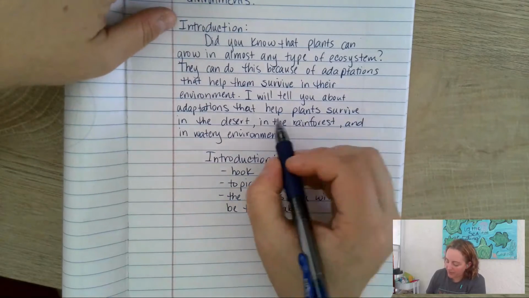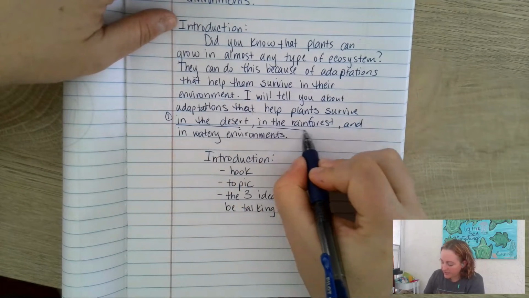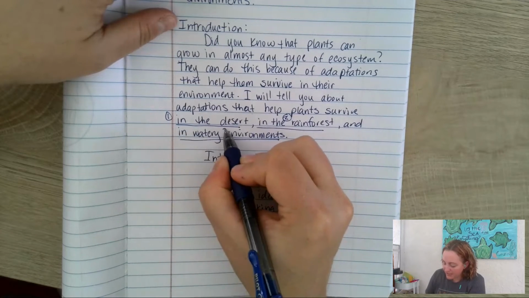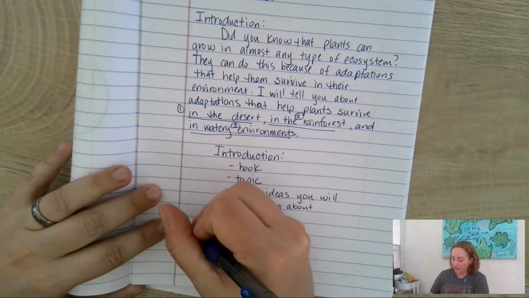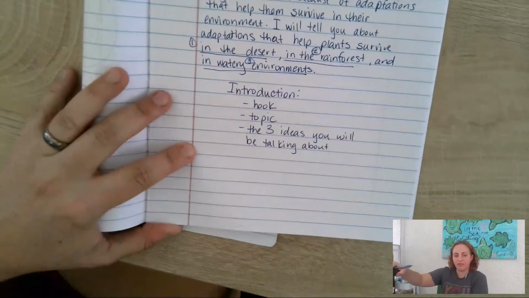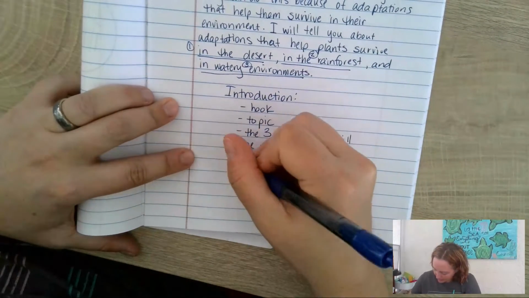So I'm talking about in the desert, that's idea number 1. In the rainforest is idea number 2. And in the watery environments for me is idea number 3. So when I do my body paragraph 1, which I'll do on the next page, I'm going to give you guys a little bit of an outline for it first. Okay, so we have body paragraph 1.